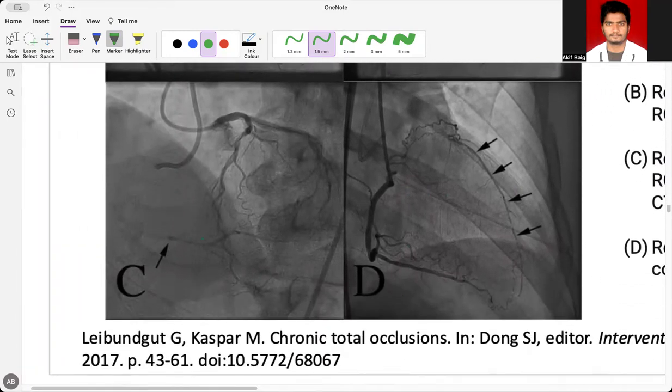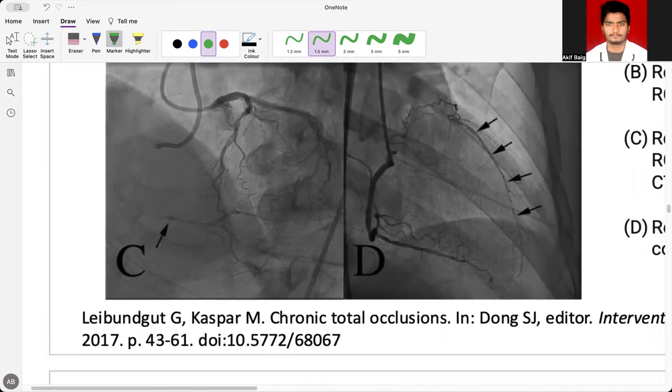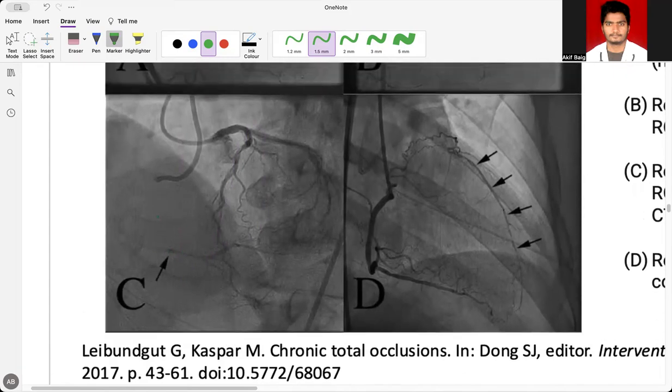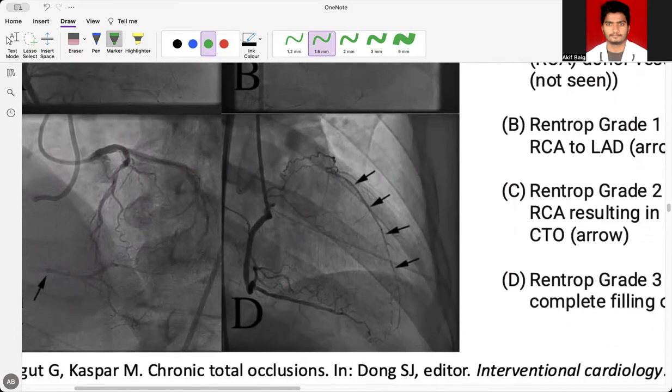As you can see here, there is the reverse in another patient. From the LAD there is partial filling of the RCA occurring here. And if there is complete filling of the occlusion, as you can see here, the RCA is completely filling the LAD. The LAD is visible from here to here. This is called grade 3.